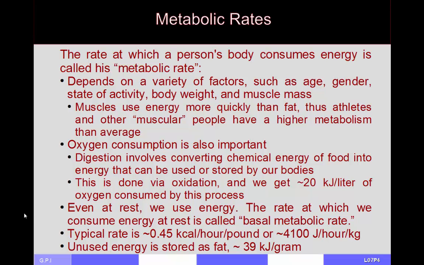So the good news is that even when we're sitting around doing nothing, even when we're at rest, we are using some energy. And the rate at which this is happening at rest is sometimes called the basal metabolic rate. I found that a typical rate is 0.45 kilocalories per hour per pound, which breaks down to about 4,100 joules per hour per kilogram. And if you don't use all the energy, then 39 kilojoules per gram is fat.